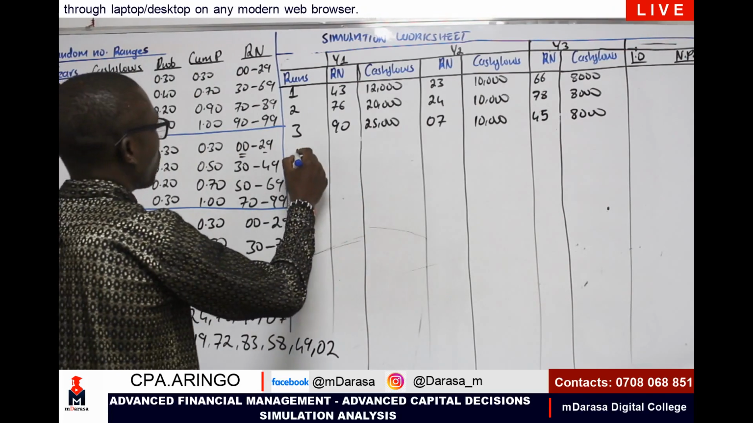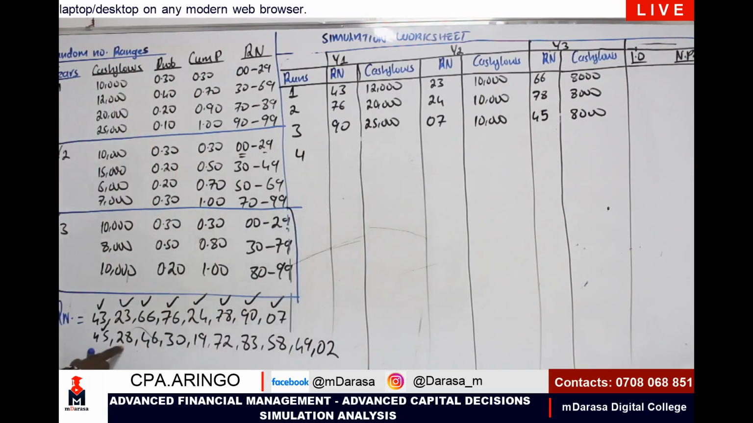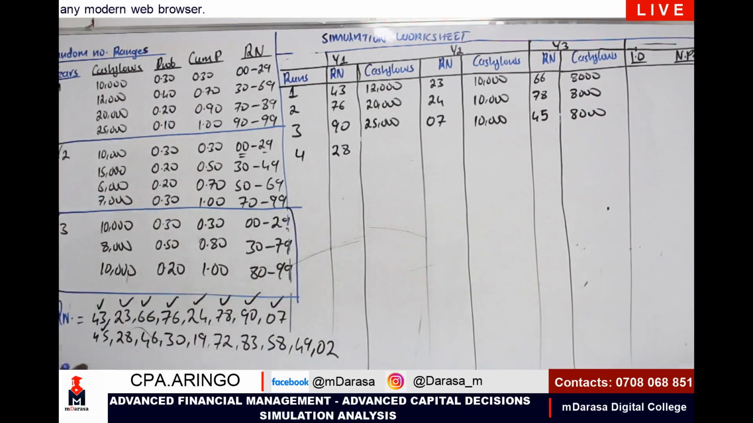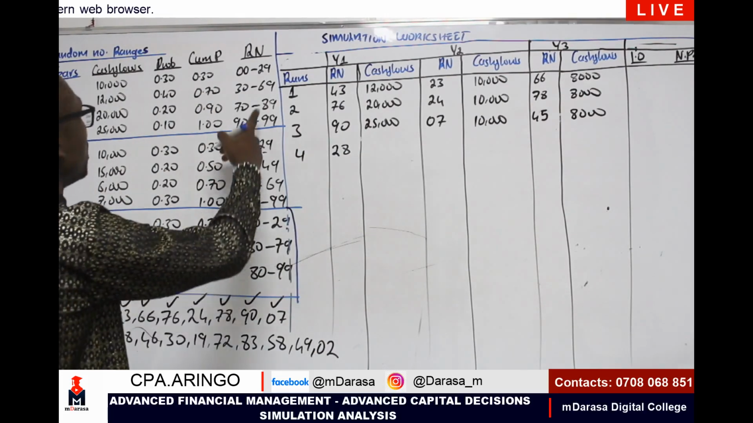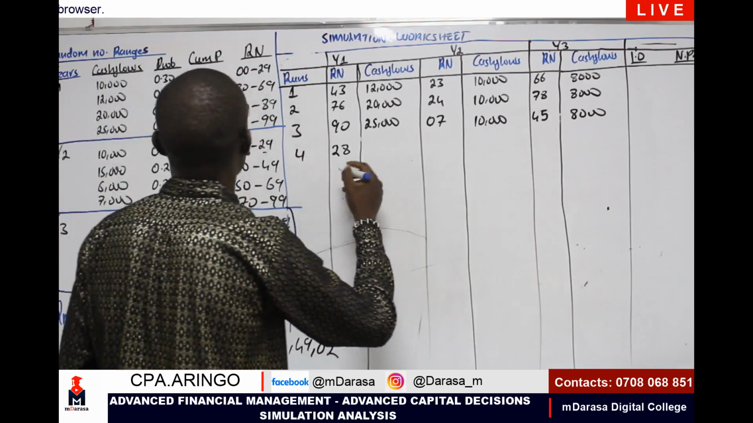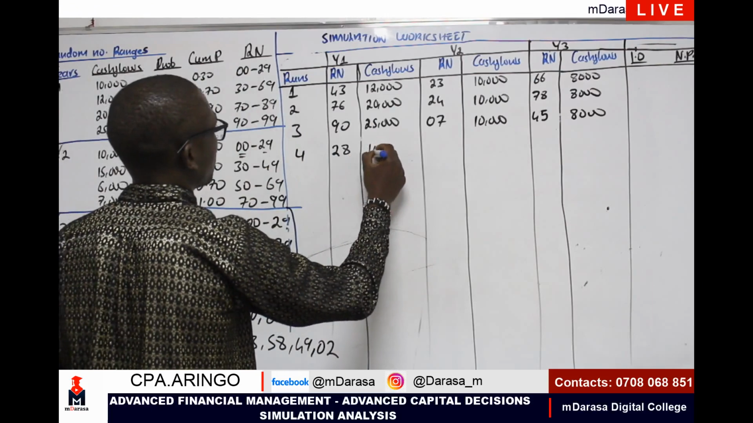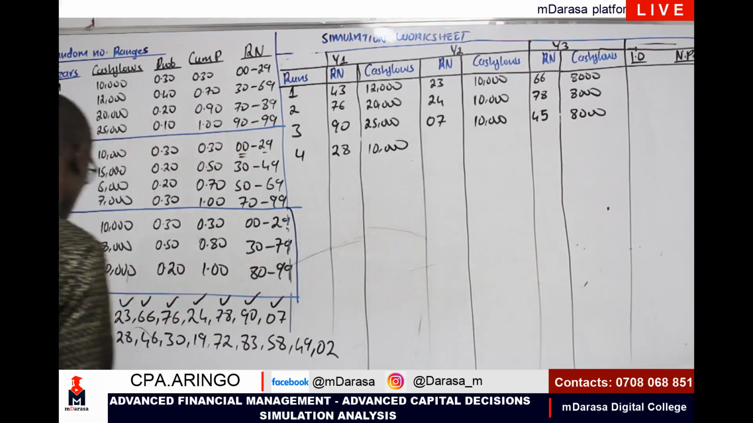We go to the fourth run. The fourth run, basically I'm having 28. So what do we have in the first year? 28 is falling in 00 to 29. So 28 is falling at 10,000. So you're done with that.